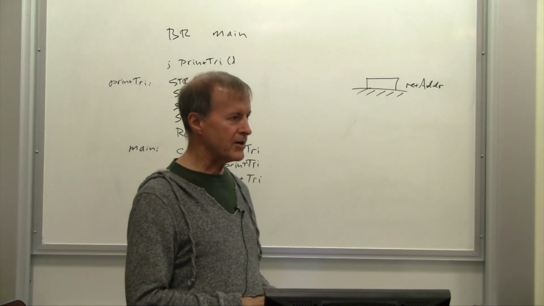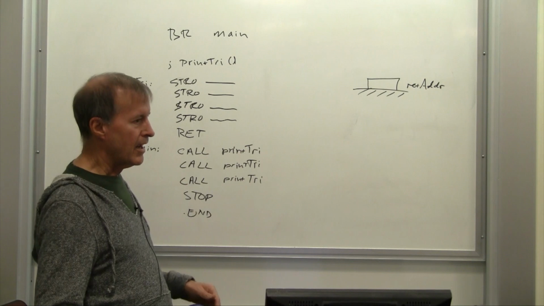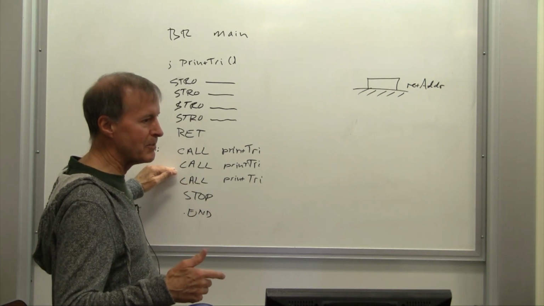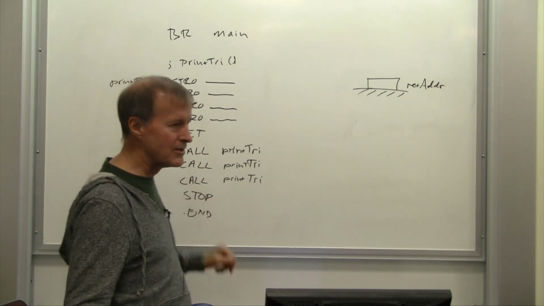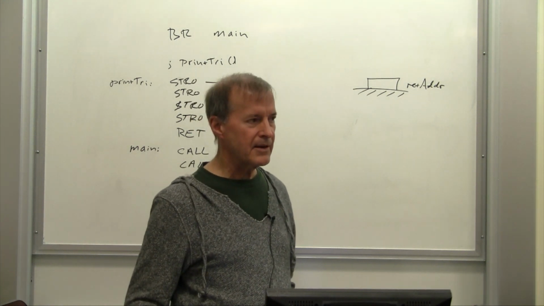Call is not a unary instruction. Call is a non-unary instruction, and so that will always be 3. When the program counter gets incremented because of the call, it'll be incremented by 3, and therefore it will point to the statement after the call. Okay? Are we good?